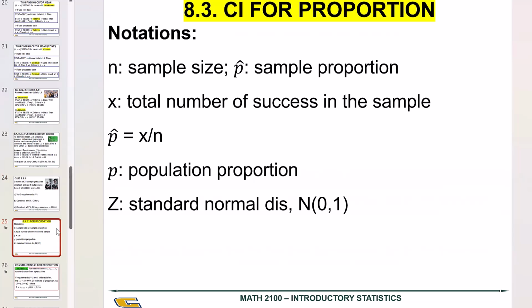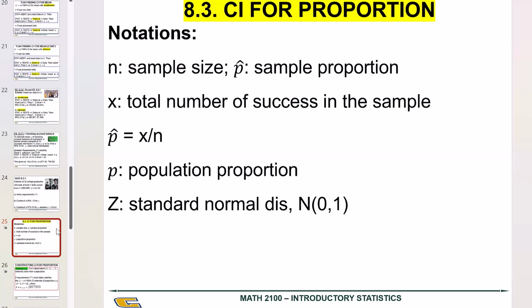So now let us move on to the CI, the confidence interval for a proportion. Again, we have notation and sample size: n is the sample size, p hat is the sample proportion, x is the total number of successes in the sample, and p hat equals x divided by n. P is the population proportion, and we use the standard normal distribution. We are interested in the unknown truth about the population proportion p, and we use the interval to infer p.